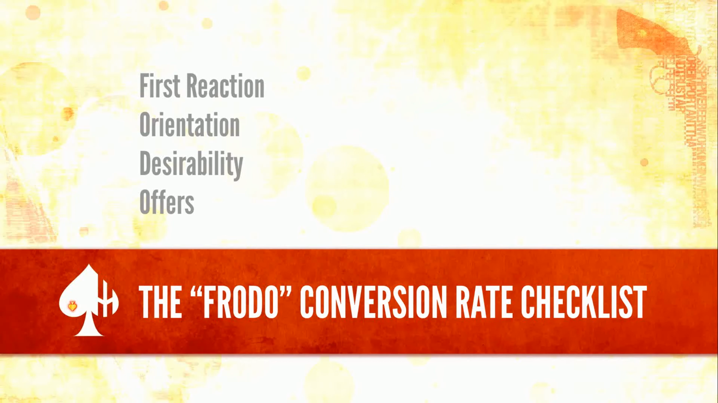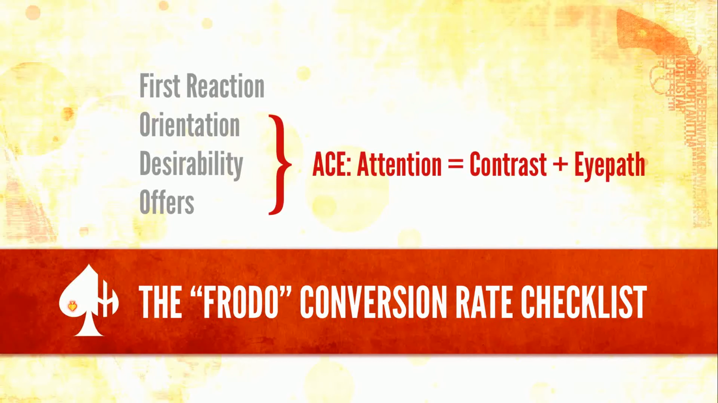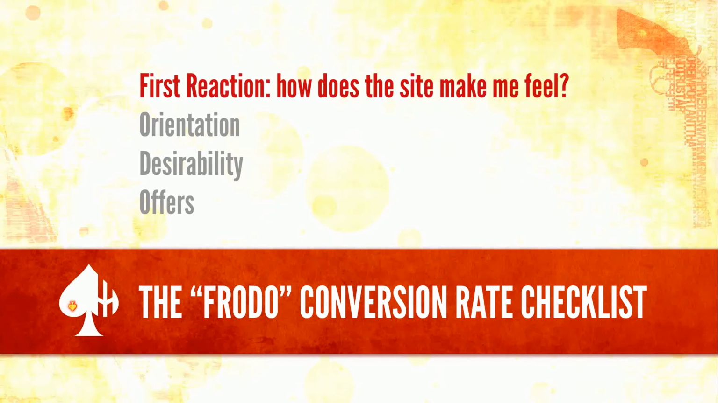For now, let's just remember that orientation, desirability, and offers are the things that represent the key elements on a website. So they're the core of the checklist, and it's not enough to have those elements. You need to make sure that they get the attention that they deserve, which we do with the attention equals contrast plus IPath, or ACE. Let's move on to first reaction.